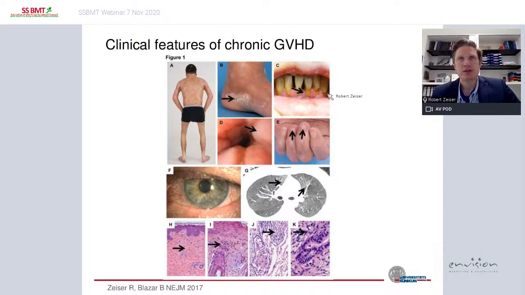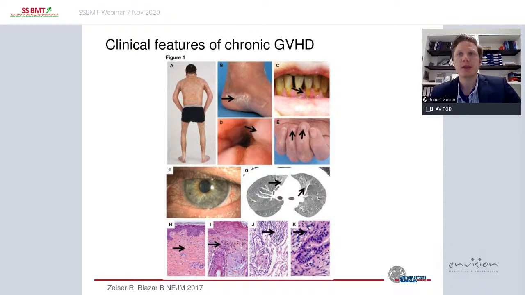Chronic GVHD involves the mucous membranes. You see here the arrow pointing towards the gum of this patient. You see changes there. The esophagus can be affected, and patients have difficulty swallowing then. The nails can be affected. The eyes are affected by chronic GVHD. The lungs are involved. And when you take a biopsy, you find collagen and extracellular matrix deposition in the skin, as you can see in panel H or panel I. And the lungs can be infiltrated by lymphocytic infiltrates, as you see here in panel J and K.